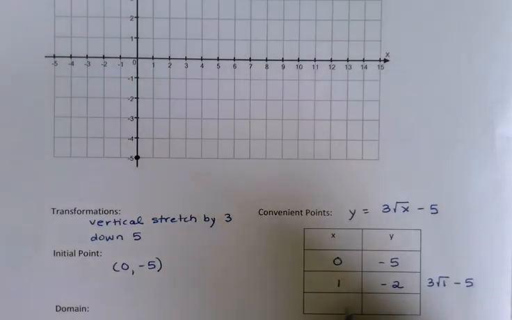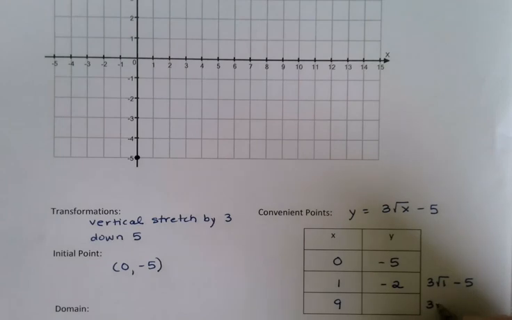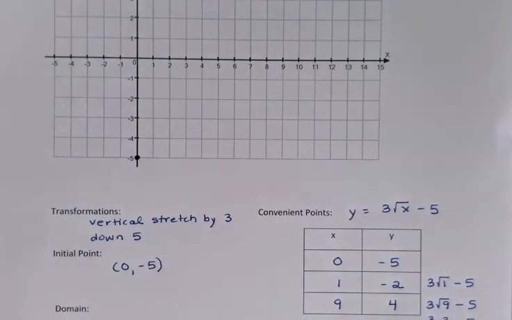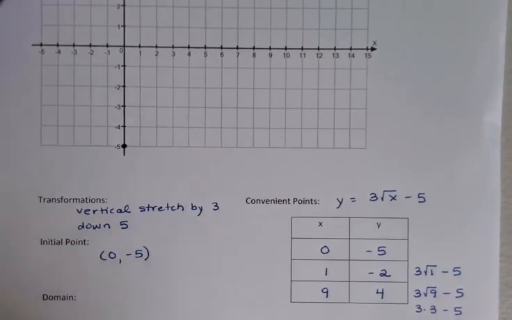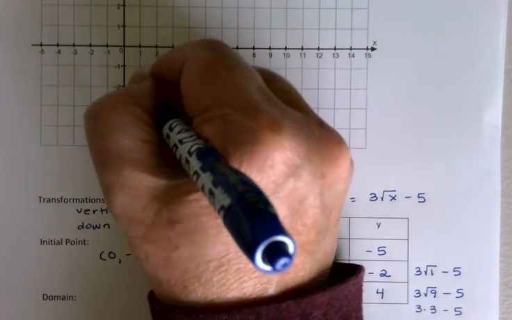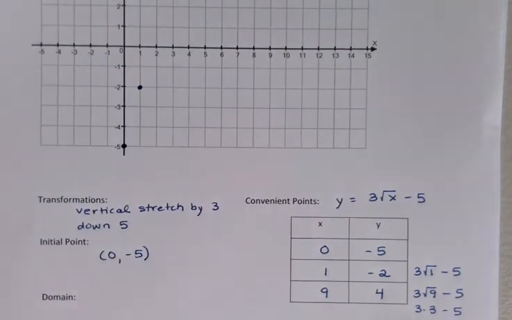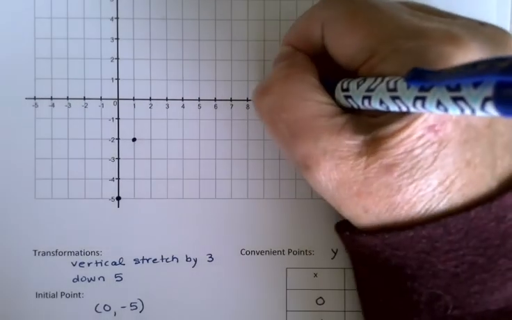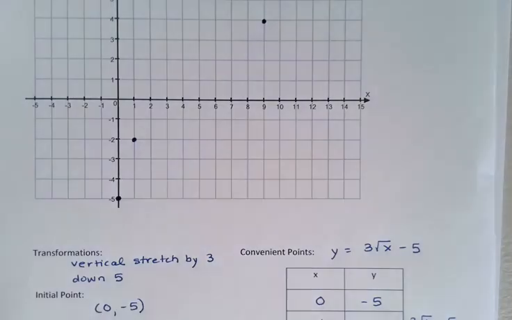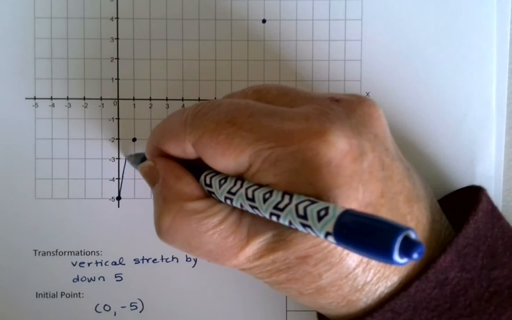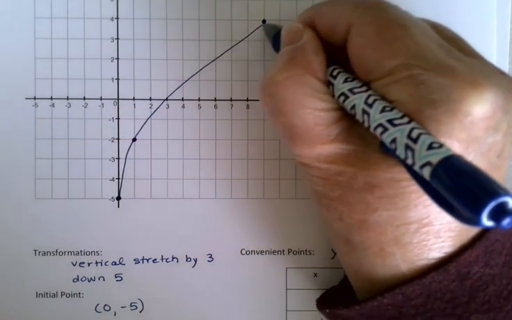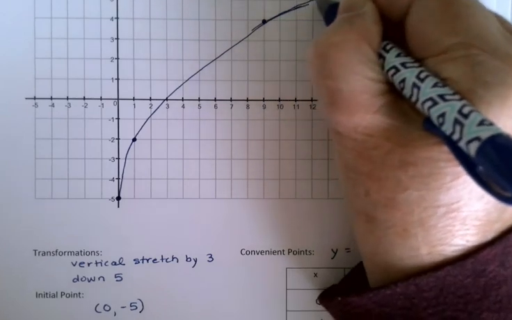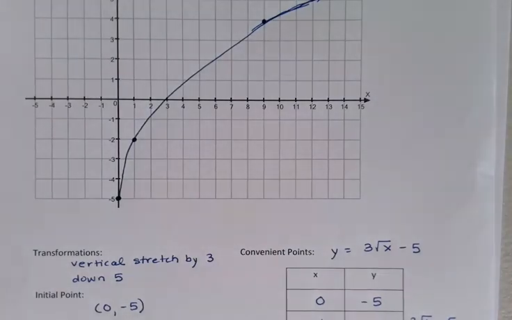And let's see, let's go with 9. 3 times the square root of 9 minus 5 is 3 times 3 minus 5. 9 minus 5 would be 4. So we're going to end up with a point at 1, negative 2. And then another point at 9, 4. And it'll still have that same basic square root curve, but notice it's a lot steeper this time, and that's that vertical stretch, that factor of 3.